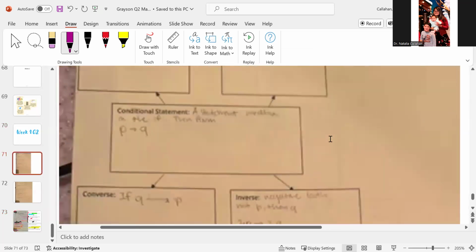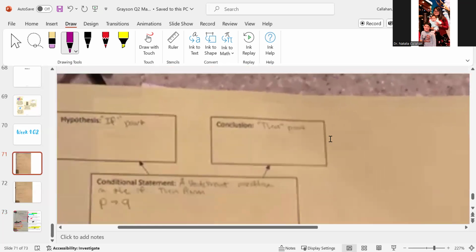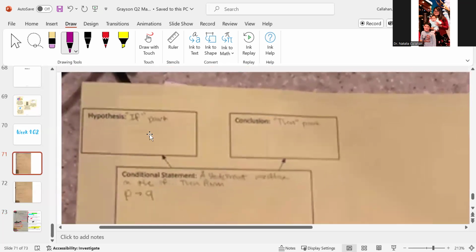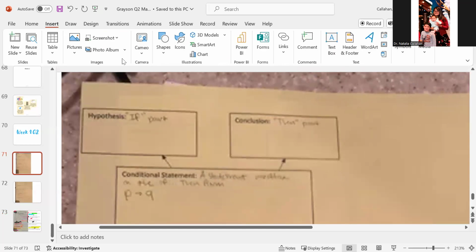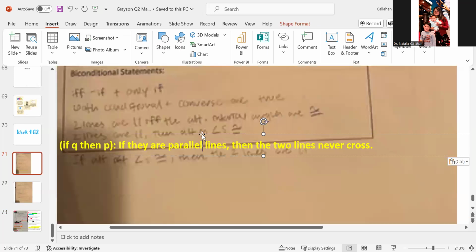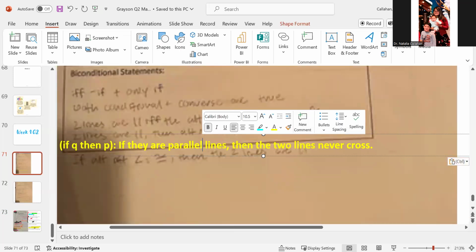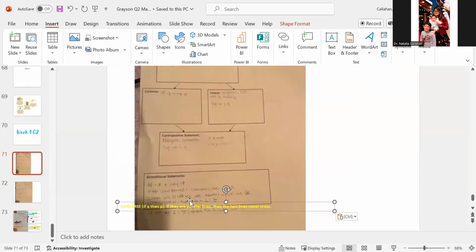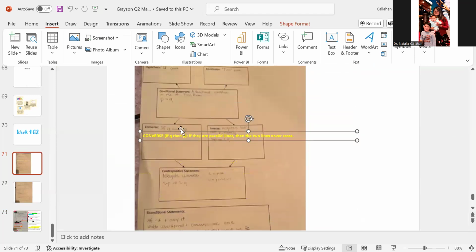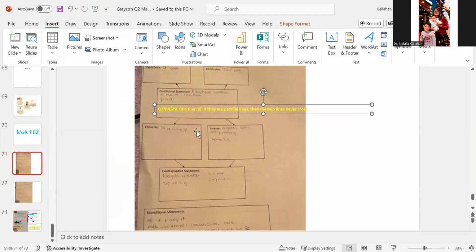Okay, let's take a look over here. Is this due tomorrow? If part, then part. The hypothesis. The conclusion. What is your conditional statement here? What does she write down here? Statement written in if-then form: if P, then Q.